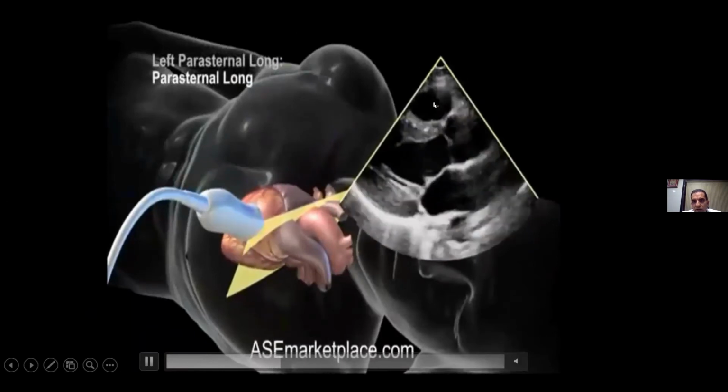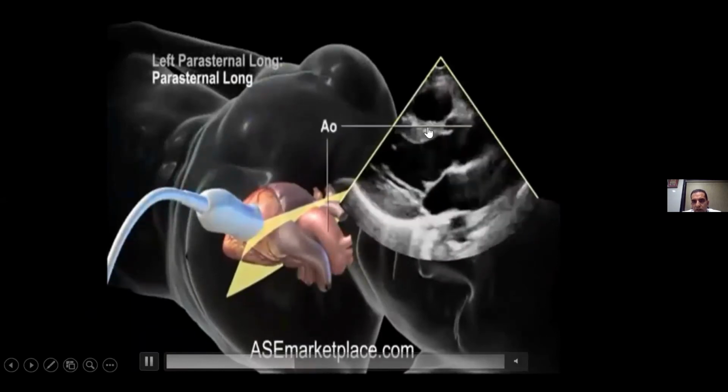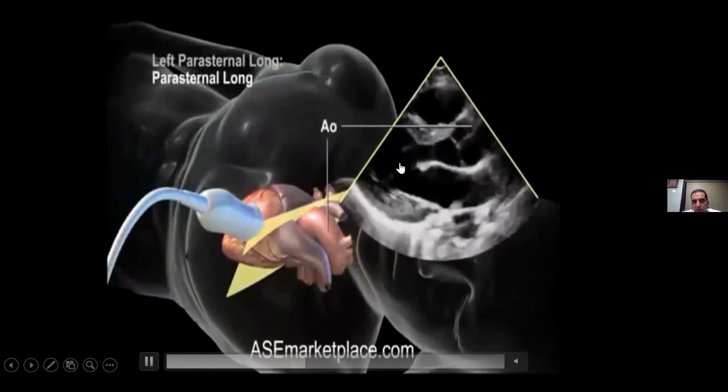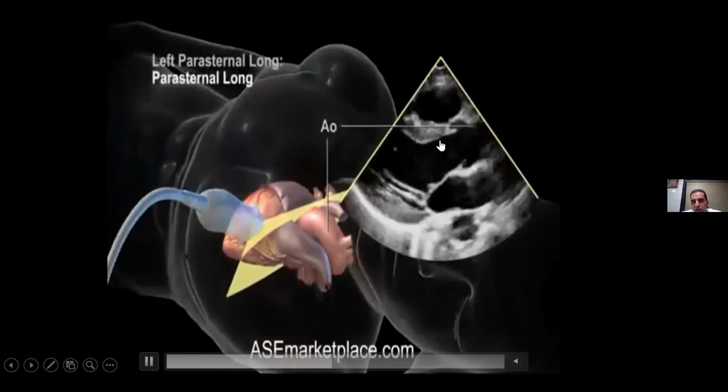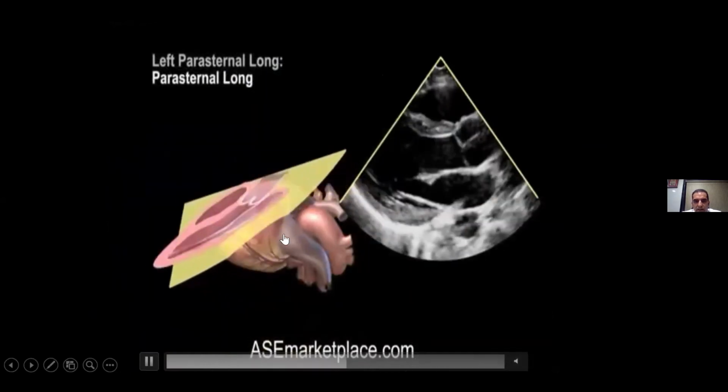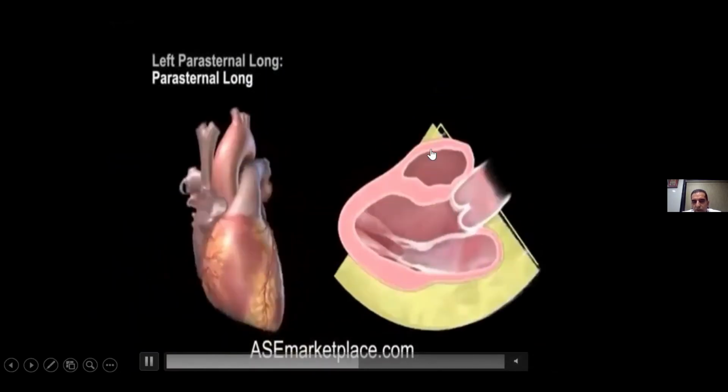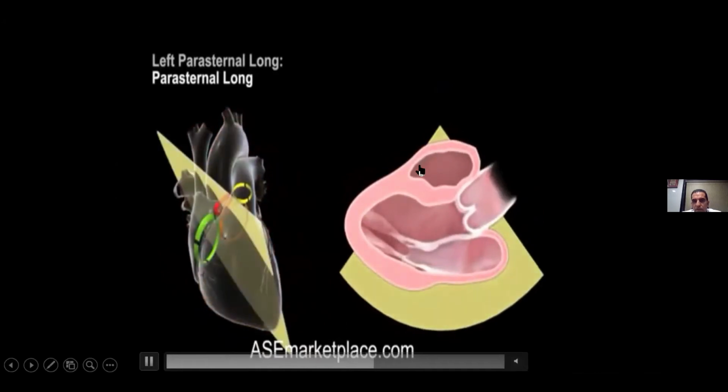Anterior wall of RV, RV chamber, interventricular septum, LV chamber, mitral valve. This is left atrium and this is aortic valve and aorta. And this is the animation, which is just, see, it overlaps, how it is being cut and put in front of you. So your heart is cut longitudinally in this.